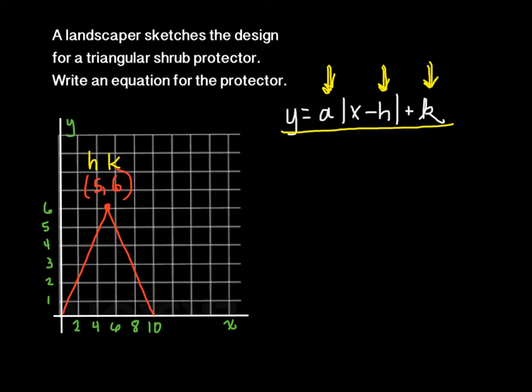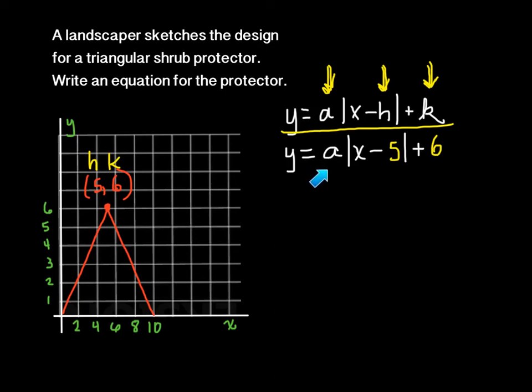Okay, so I'm going to plug in my h and k. So I have y equals a times the absolute value of x minus, I'm going to put in my h, which is 5, plus k, which is 6. Still can't write an equation for that. I'm missing the a. No matter what function I have, I'm always going to be missing the a.